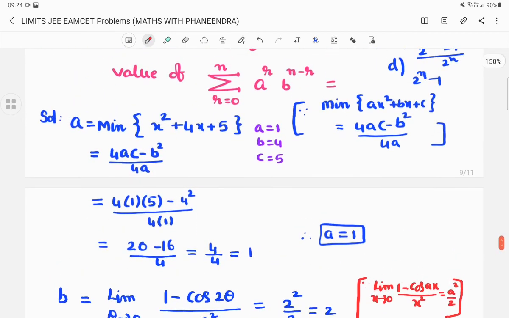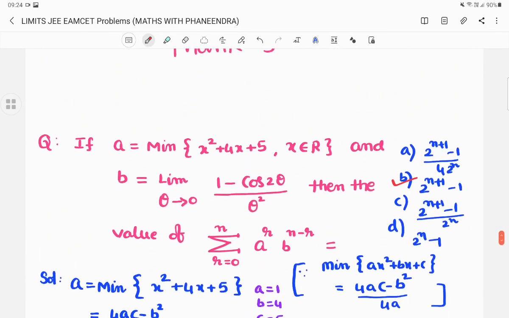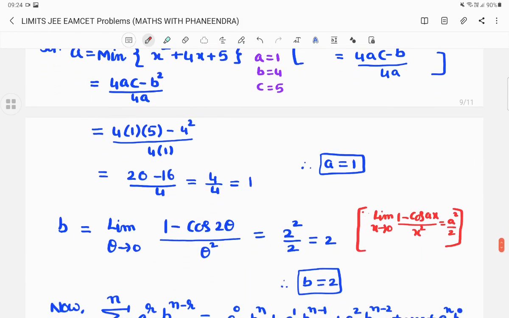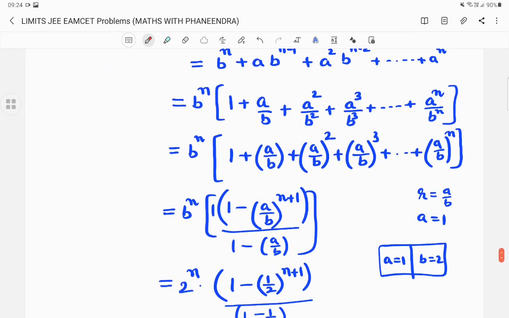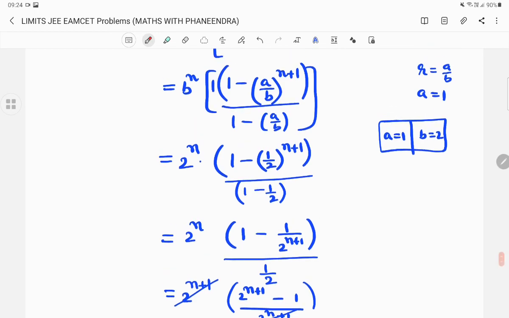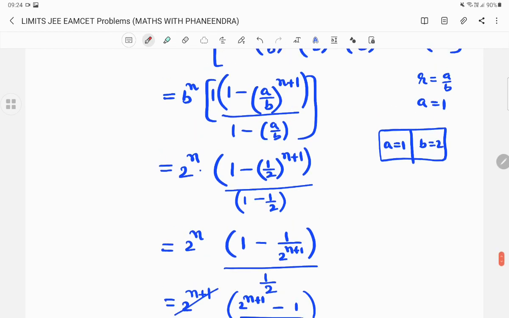Slowly, once again I'll review. Here we applied the sum to n terms in GP, a into 1 minus r power n by 1 minus r. This is the common ratio, and this is the first term.